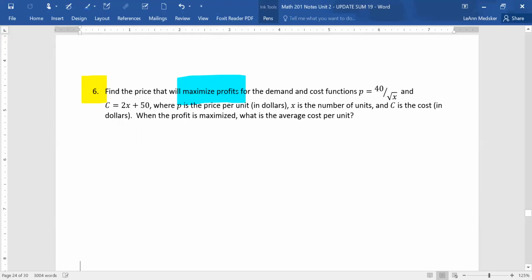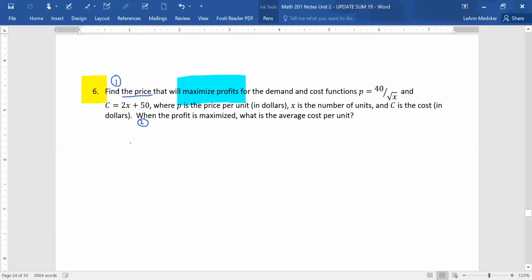So it says find the price that will maximize profits for the demand and cost functions P equals 40 divided by square root of x and C equals 2x plus 50, where P is the price per unit in dollars, and x is the number of units, and C is the cost in dollars. And then after we find that, we'll say when the profit is maximized, what is the average cost? So this is the first question: find the price that will maximize the profit. This is the second question.